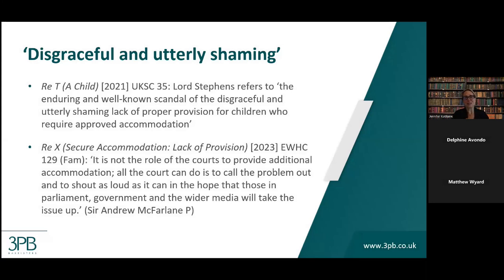Lord Stevens in RET echoed a previous comment by President Munby, as he then was, that the situation is disgraceful and utterly shaming in respect of secure accommodation for children. A few years later, Sir Andrew Macfarlane takes a slightly softer approach. He just says, well, it's not the role for the courts to provide accommodation. And all the court can do is just call the problem out and shout as loud as it can and hope that somebody will listen.